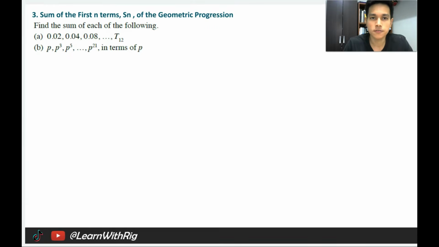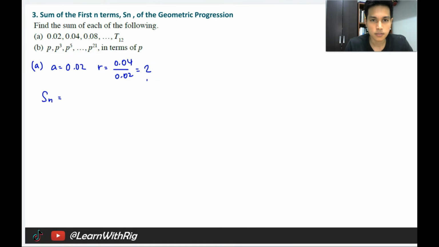Find the sum of each of the following. So they want to find the sum of terms. For question A, they already told you that the total is T12, so that means there are a total of 12 terms. You want to find the sum of all 12 terms. But before that, what's the A value? A value is 0.02. R value is 0.04 divided by 0.02, answer is 2. So now you can use the sum of terms formula.